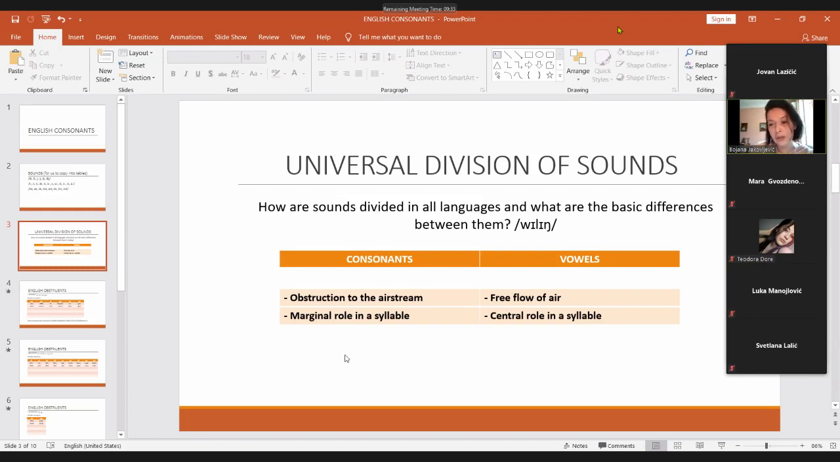Sometimes it's a complete obstacle, so you have a contact between the articulatory organs. Sometimes it's partial, so the organs just come close to each other. I'll show you later on. But there's no true contact between them, and that's the manner of articulation.